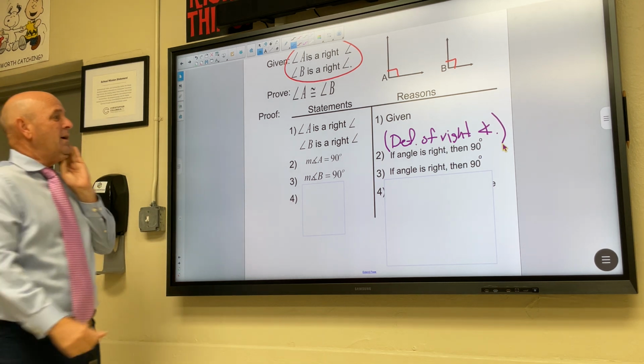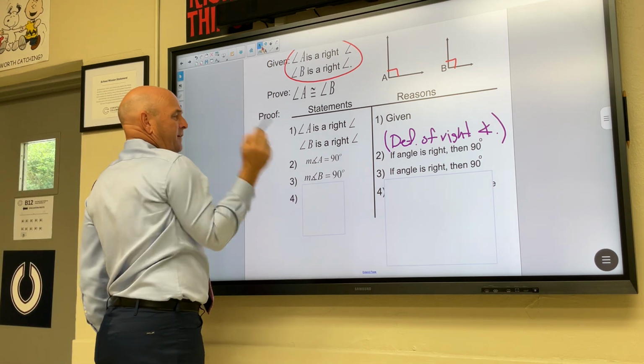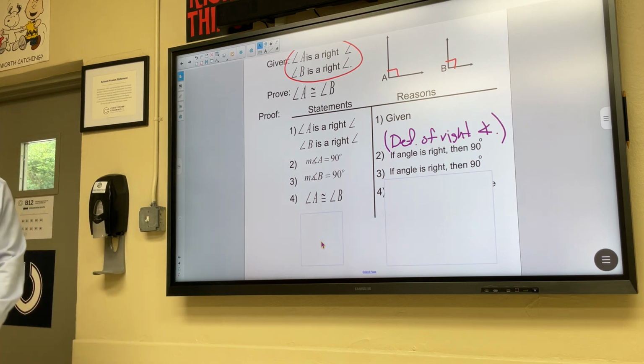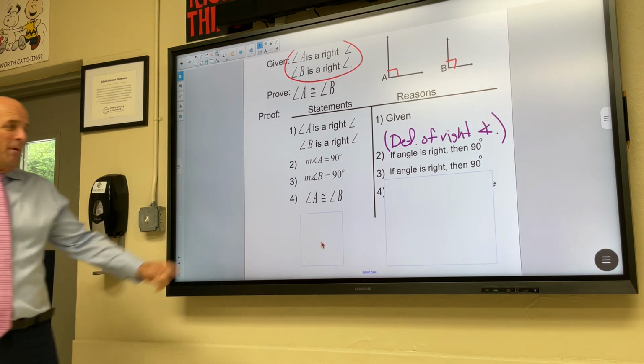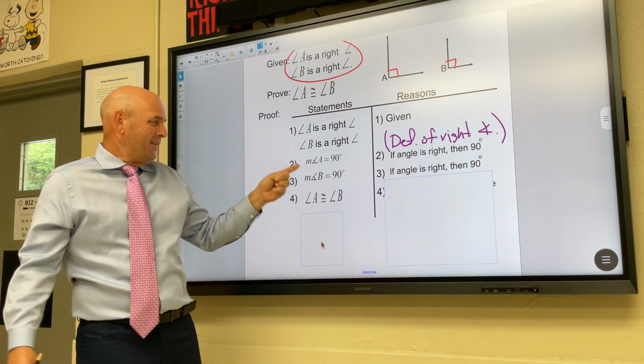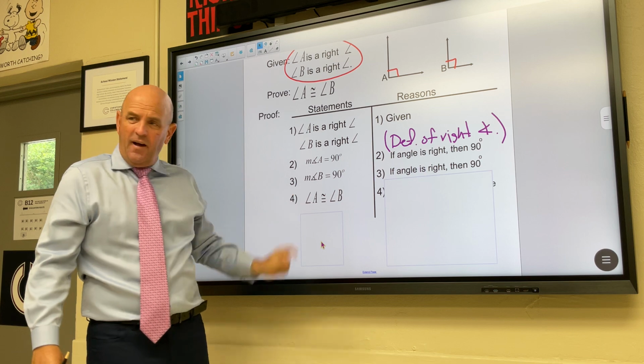Now am I ready to say they're congruent? They're equal, therefore they are congruent. What allows me to justify that? My and, that they're both right angles? So I'm going to put here because they're both right angles. No. Why am I allowed to say, if they are equal, then they are congruent?